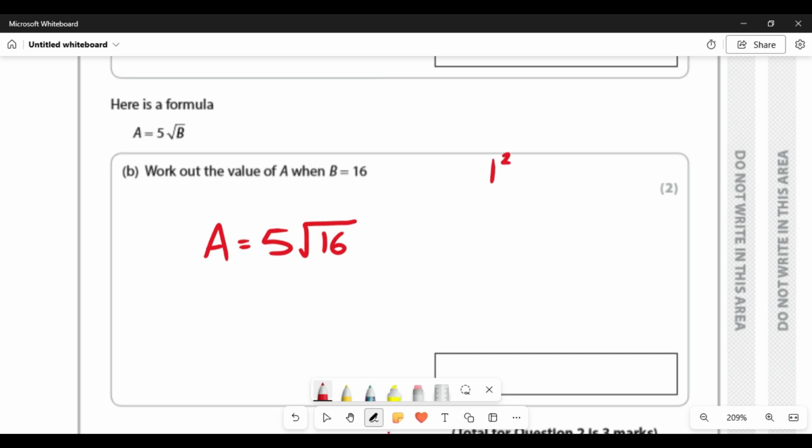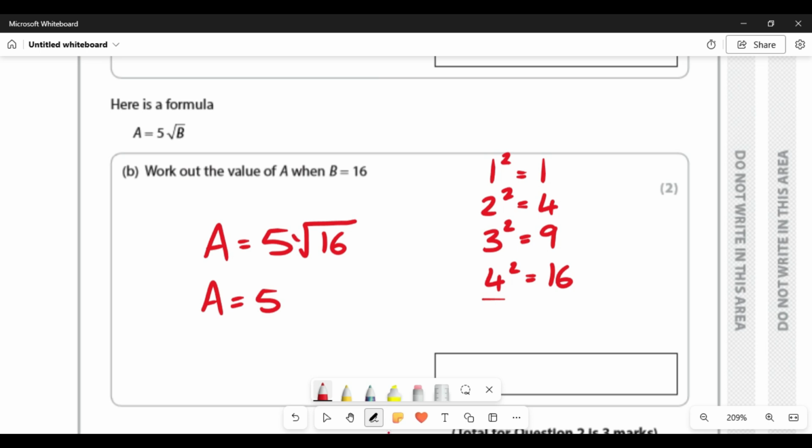So 1 squared literally means 1 times 1, which is 1. 2 squared is 2 times 2, which is 4. 3 squared, 3 times 3, which is 9. 4 squared, 4 times 4, which is 16, and so on. So the opposite of that, the square root of 16, for example, will be 4. So there's your answer for the square root of 16. So now we can say a equals 5, and again there's an invisible multiply sign right there.